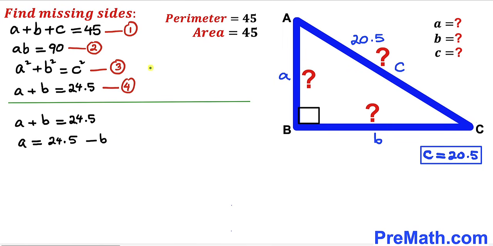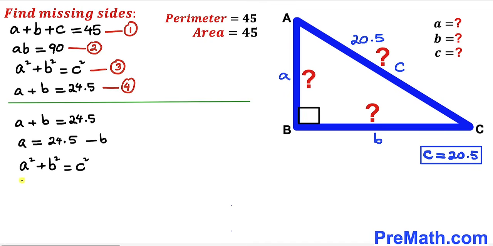next step. And now we are going to focus on this equation 3, A square plus B square equal to C square. And here I have copied down this equation 3 over here. And here let's focus on this lowercase a. I'm going to substitute this value as 24.5 minus B over here. And likewise, we already figured out our C value as 20.5. So I'm going to replace that value over here.